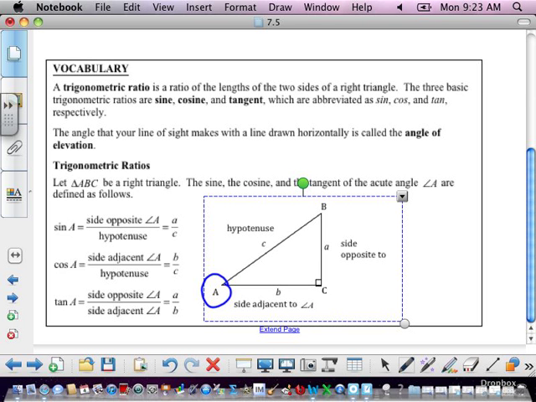So we've got sine, cosine, tangent. Sine, opposite over hypotenuse. Cosine, adjacent over hypotenuse. And tangent, opposite over adjacent. So the hardest thing is remembering those formulas. So we're going to talk about a way to remember them.